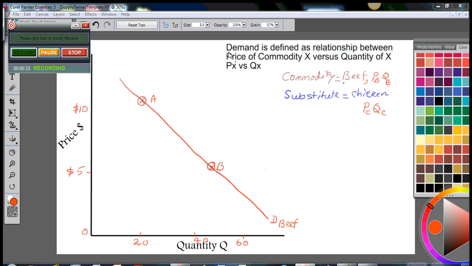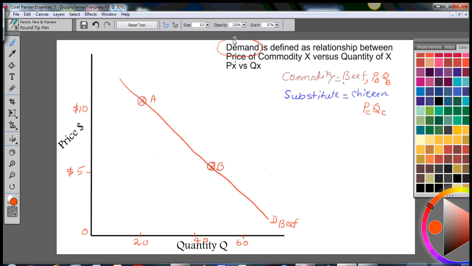Let's understand the definition of demand. When we say demand, we are talking about a relationship between the price of commodity X versus the quantity of the same commodity X. Price of X versus quantity of X. So when we say demand, we're simply saying the relationship between price and quantity of that commodity. In this particular example, let's say the commodity is beef. Then we're asking, what is the relationship between price of beef and the quantity of beef? And that is called the demand line for beef, just simply the relationship.